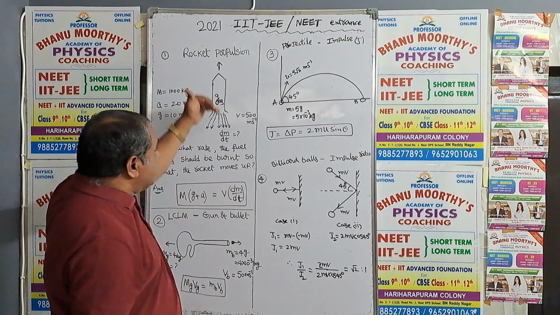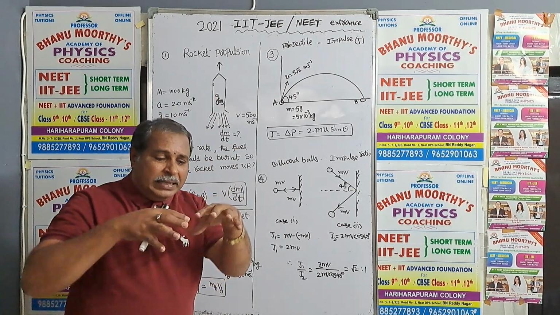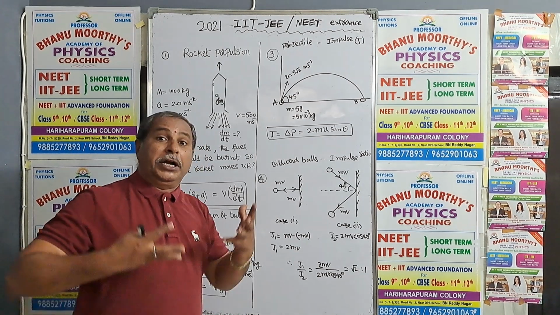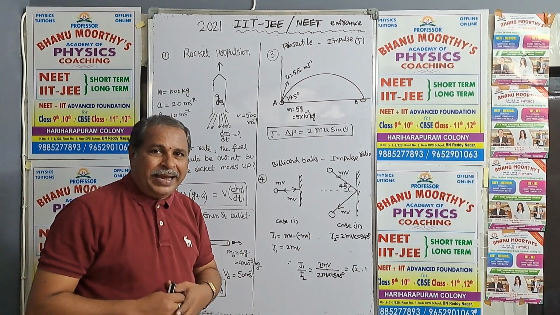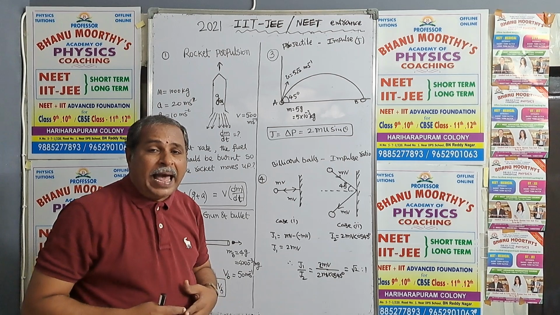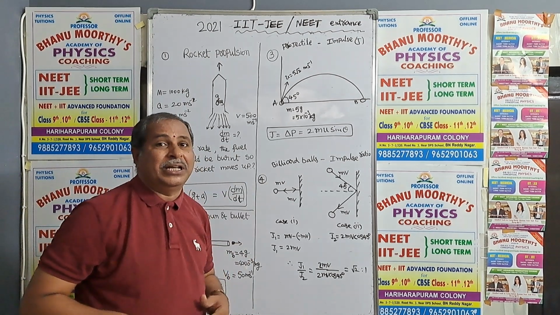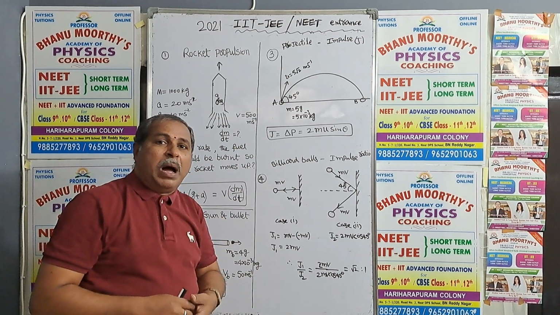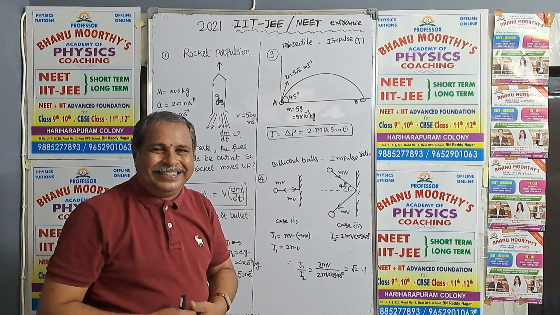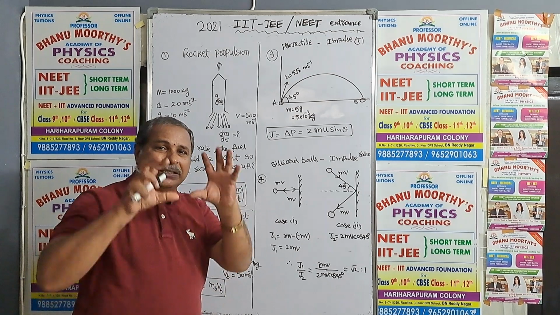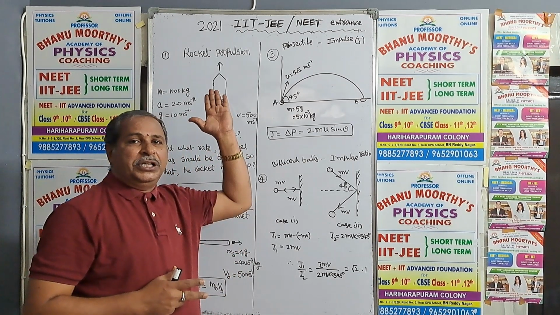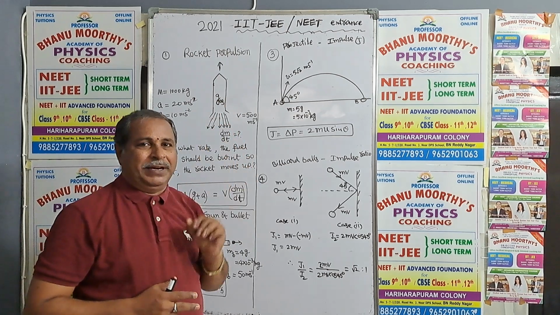So combustion gases after burning, they rush in the downward direction and push the earth with greater force. Okay, that is called as action. Action is exerted by the gases on the ground. In reaction, what happens? Ground exerts some upward force on the rocket. This is a reactional force. Based on this concept, Newton's third law concept, they asked this question in 2021.